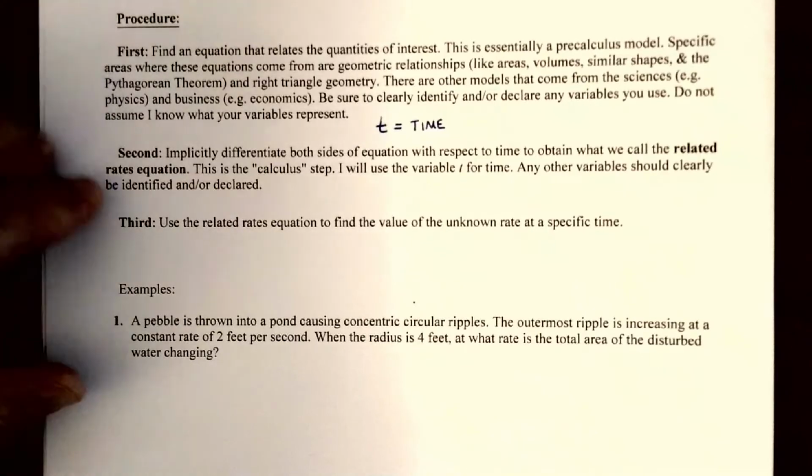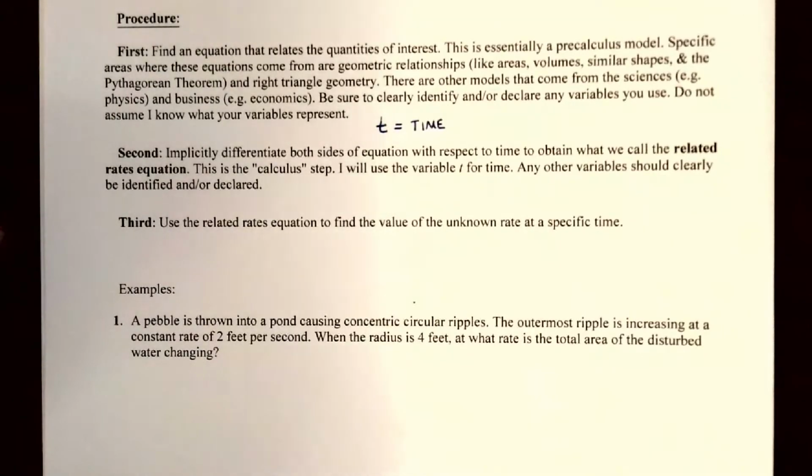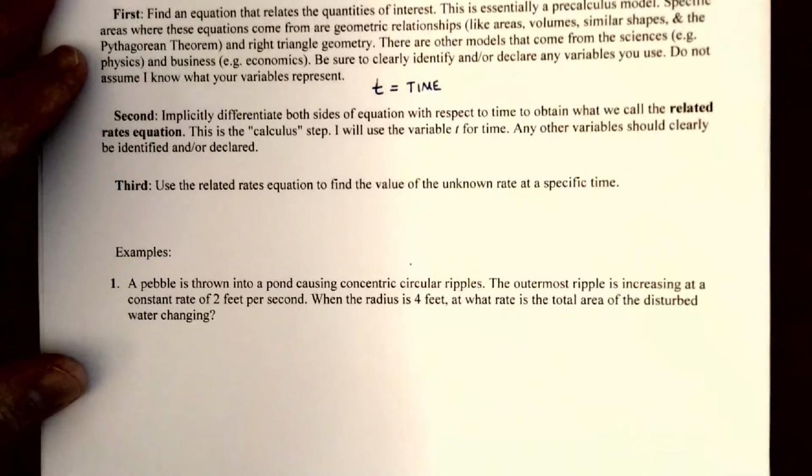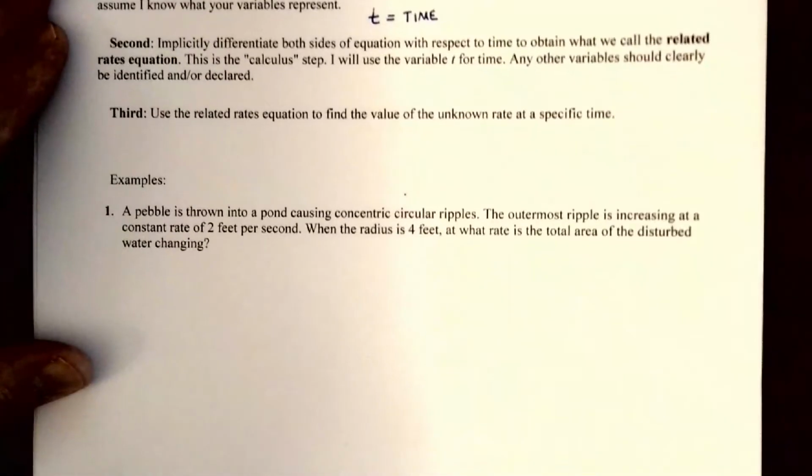Once we have the equation, our second step will be essentially the calculus step. That's where we're going to find the derivative. We're going to implicitly differentiate both sides of the equation with respect to time, and that will give us our related rates equation. So we're going to find that related rates equation first. Then we can use it to find the value of any unknown rate, provided we are given specific information.